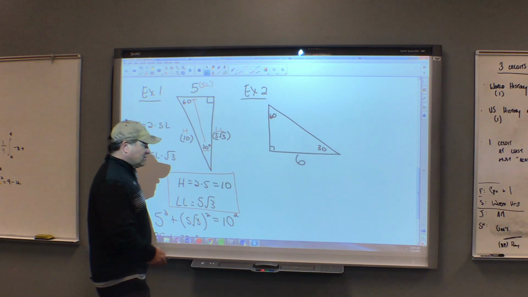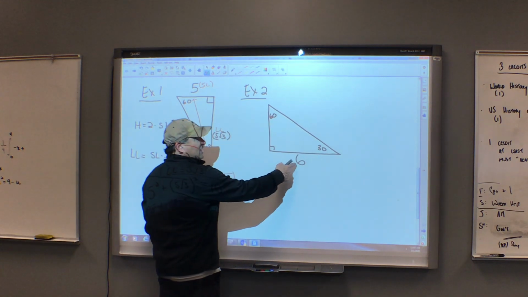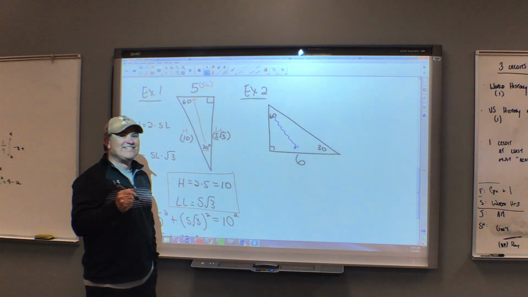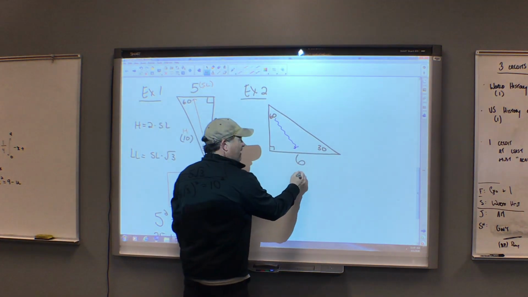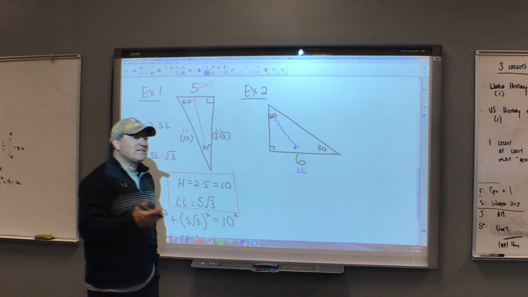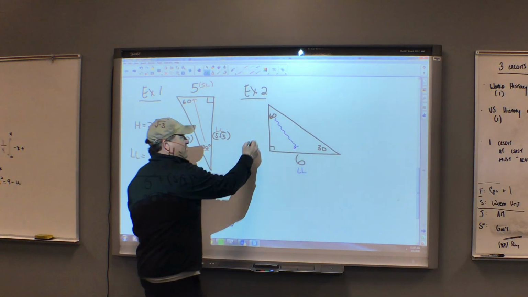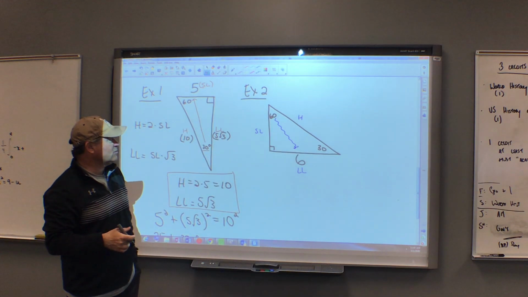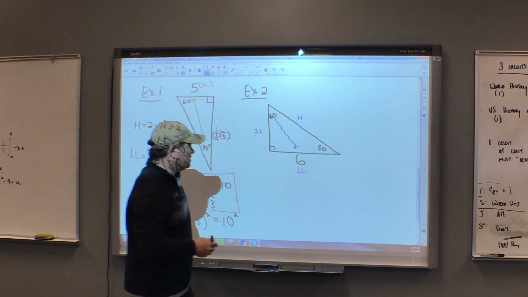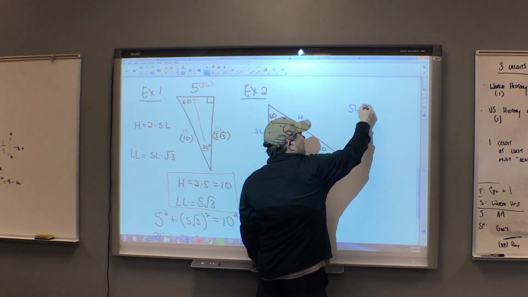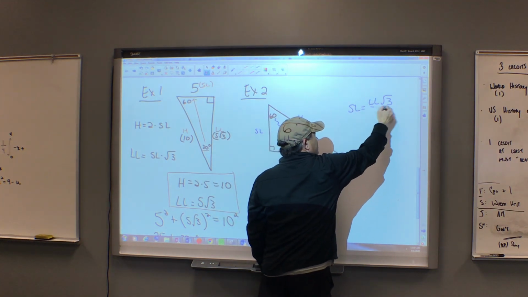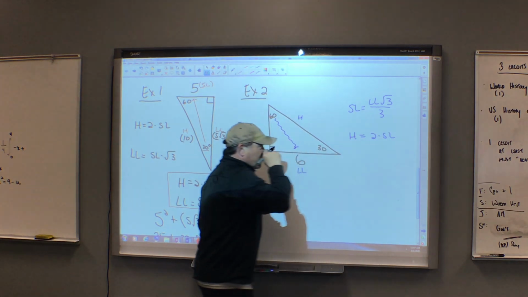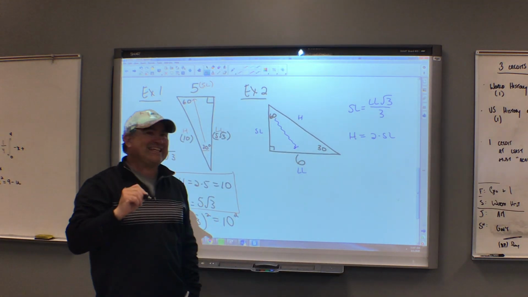Okay? Well, let's jump over to this one. Here we've got a 6. 6 is across from the 60. Well, that makes that the long leg. And that's not as easy for us to deal with. Here's the short leg, here's the hypotenuse. We want those 2 values, okay? But now we're going to be using these rules. Well, the short leg equals the long leg, root 3 divided by 3, and the hypotenuse is 2 times the short leg. So again, the short leg is the key.